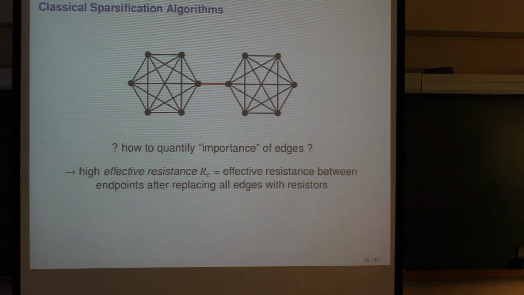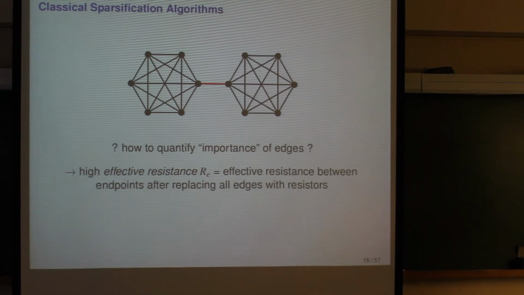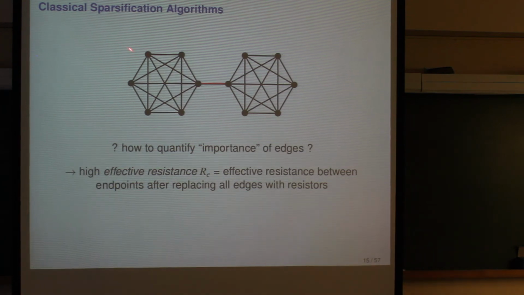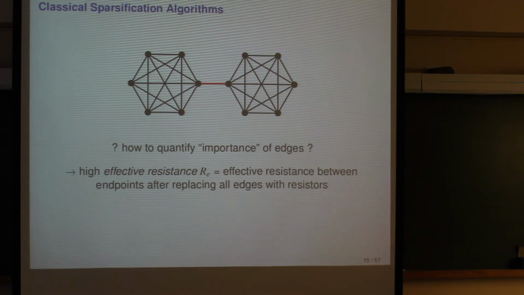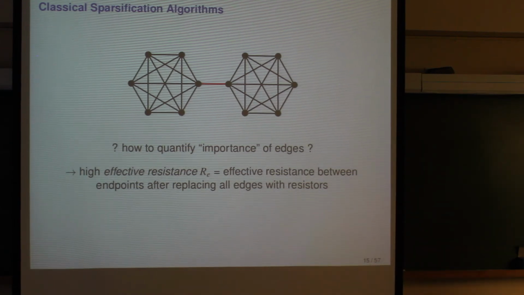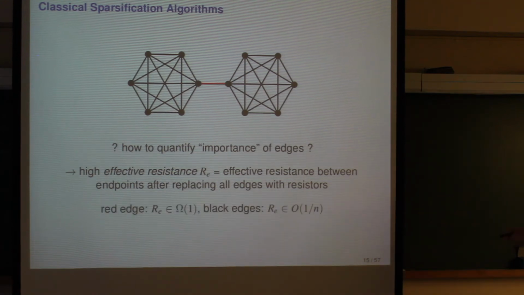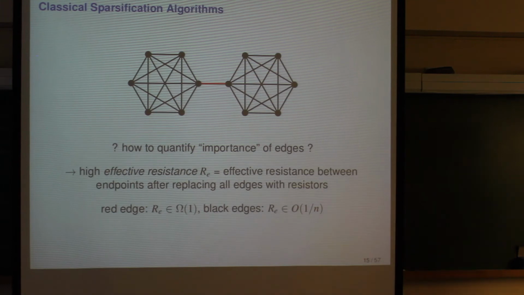Recall from high school that if you have two nodes and there are a lot of parallel paths between them, then the effective resistance will be low, whereas otherwise it will be high. So if you take this edge, you get so many parallel paths, which could substitute for this single edge. Whereas here you don't have that. There's just a single path, so this edge will have very large effective resistance, whereas all these edges have very small effective resistance. In fact, you can show that the red edge has a constant effective resistance, whereas the other ones have an effective resistance which scales as 1 over n.